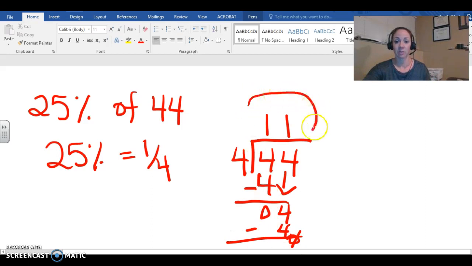All right, so that is just another strategy that you can use when you are trying to figure out what part of something is the percentage. What the percent is, how many of what part, whole, whatever.